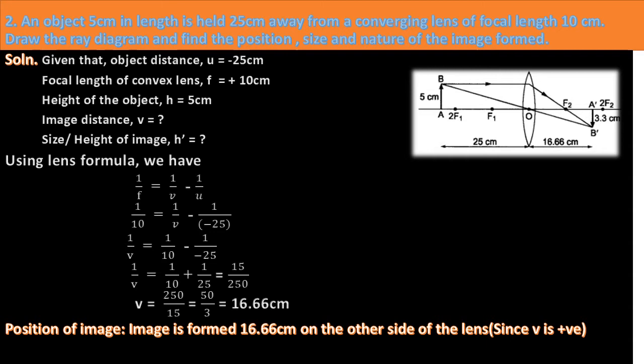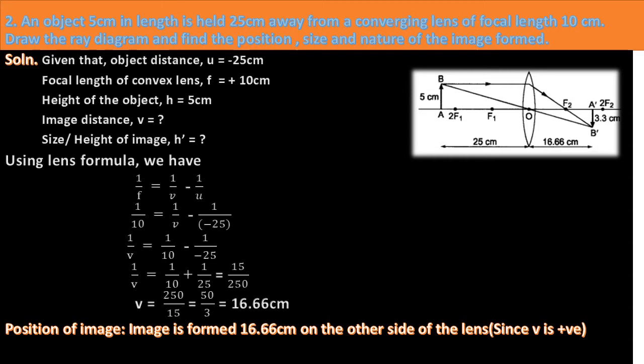So, we have to find the position of the image. So, we have to calculate image distance v and size of the image. h dash has to be calculated, given height of the object h as 5 cm. So, let us use the lens formula. 1 by f is 1 by v minus 1 by u. So, let us substitute. 1 by 10 is equal to 1 by v minus 1 by negative 25.